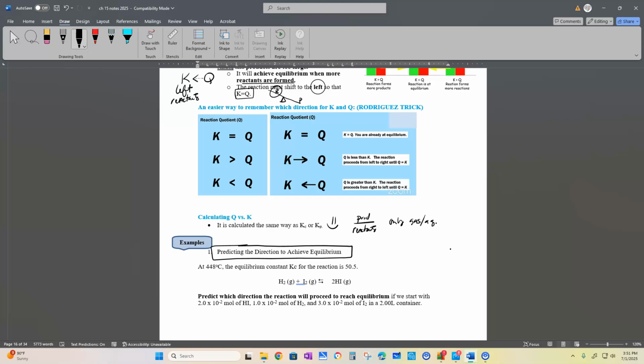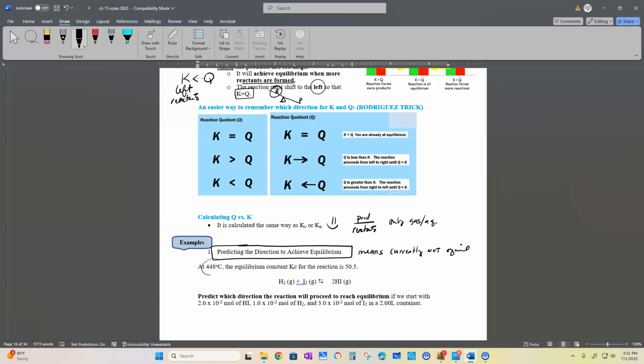Well, if you're predicting the direction to achieve equilibrium, then that means currently you're not at equilibrium. You're at any point in time but equilibrium. And I know you see those double arrows in your balanced equation. Okay, it doesn't mean anything. It just means this is an equilibrium equation, but it doesn't mean you are currently at equilibrium. So let's do an example so you can see.